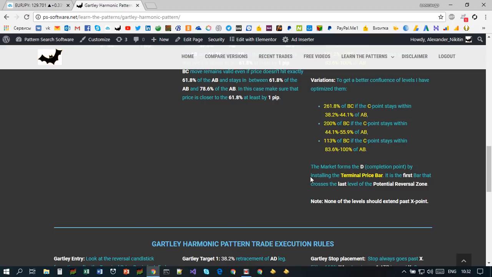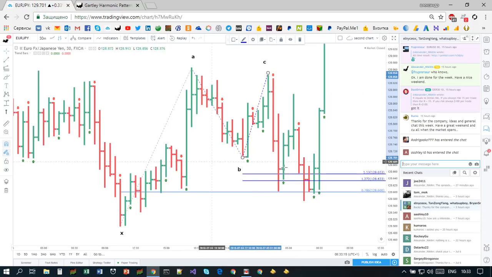The pattern is not completed until you have a terminal price bar. It is the first bar that crosses the last level of the potential reversal zone. So is this a terminal price bar? You see? No, it does not touch 786. Then we have kind of retracement. And what is the terminal price bar? It is this. It is the bar that crosses the last line.